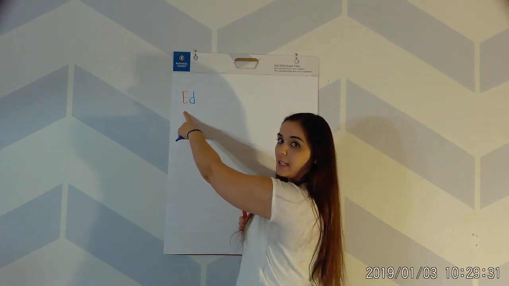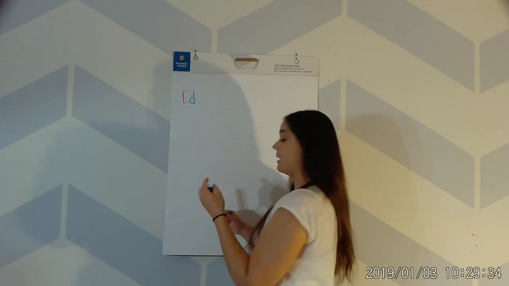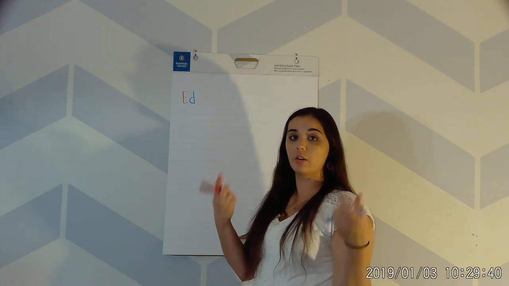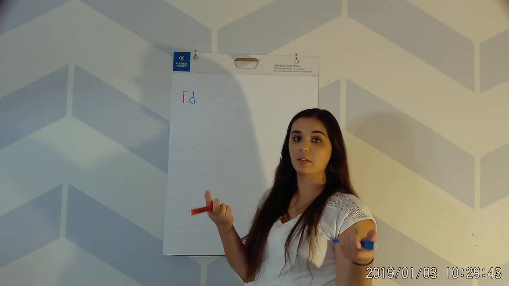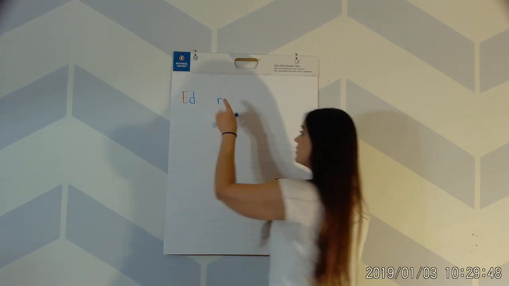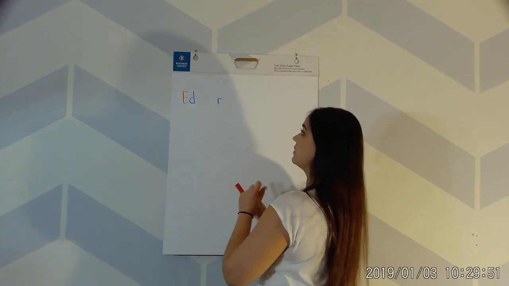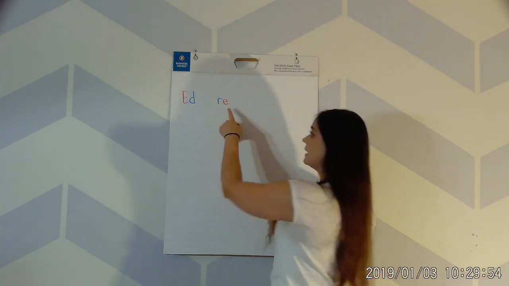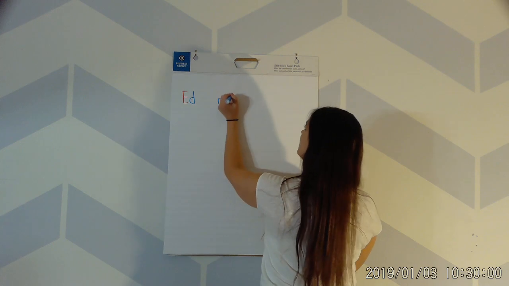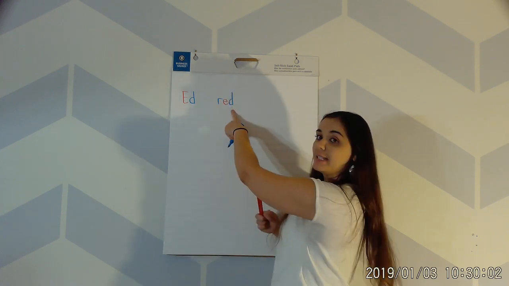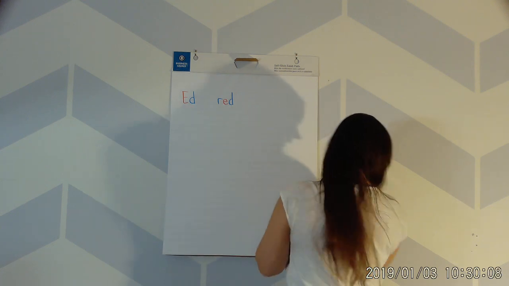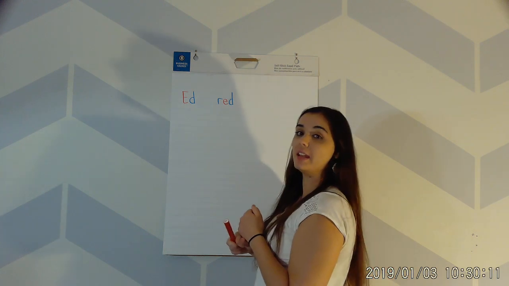So you notice I capitalized this E because it's a name. Ed is a name. All right, next word. Red. Your turn. Red. So R says what? Thank you so much if you're participating. E says eh, re. D says da, red.